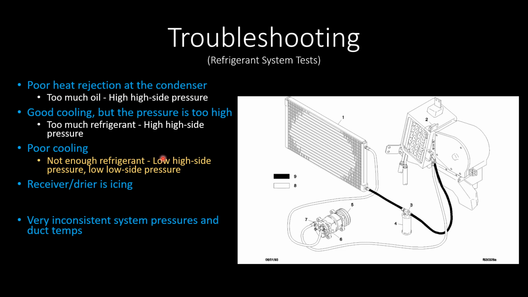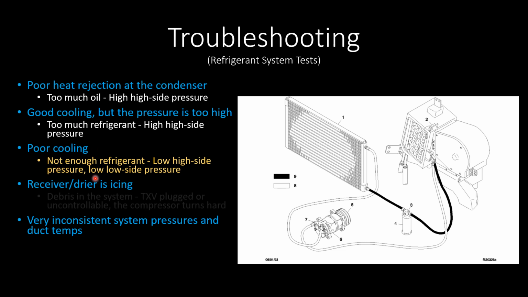and your high side is going to be low, and your low side is going to be low. Both of these pressures are going to be low. As a matter of fact, one of the first things you guys are going to do is hook up those gauges. And if you hook up those gauges and you have no high side pressure or you have no low side pressure, then there's something wrong with the system already. You could tell right off the top, right? So that's what's going to happen if you have poor cooling.